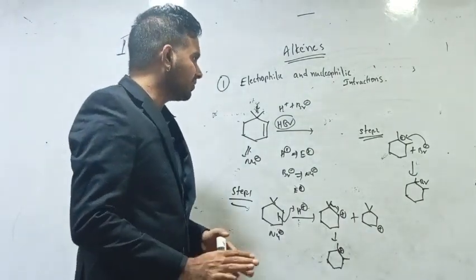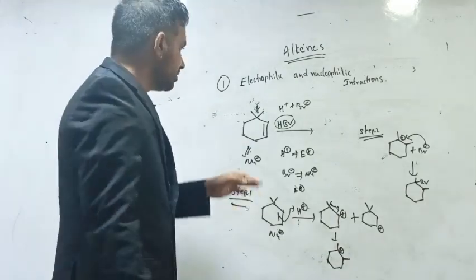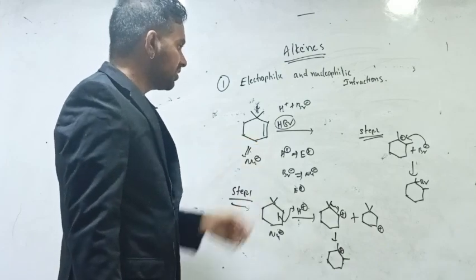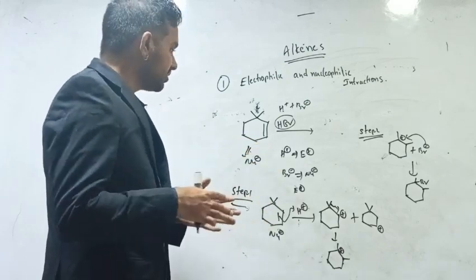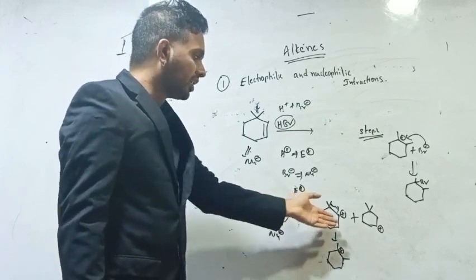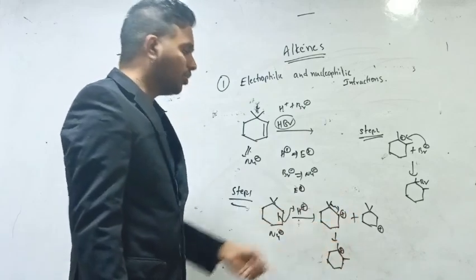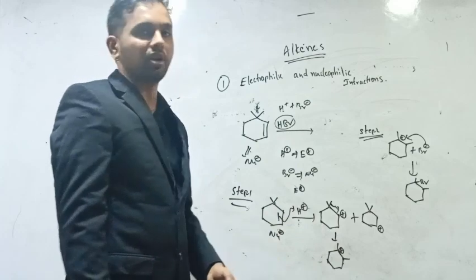So, the idea is very simple. We have to identify electrophile and nucleophile. In this reaction, you can see H plus is considered as electrophile and Br minus is considered as nucleophile. So, electrons are transferring from nucleophile to electrophile. As a result, we are getting carbocations. The carbocation 1 can undergo methyl shift to form more stable tertiary carbocation.